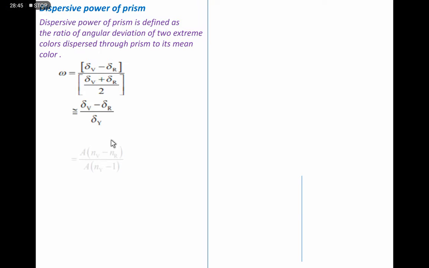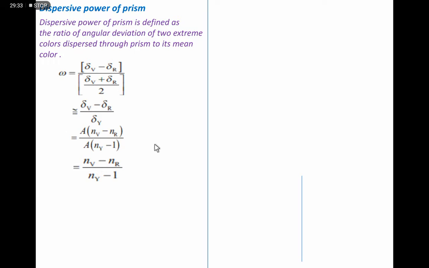If we use this, the angular dispersion between two extreme colors is A into bracket nv minus nr. Just now in the previous lecture, previous article, we found this equation. It is divided by delta y, which is A into bracket ny minus 1 according to the thin prism derivation. So A cancels and omega is equal to nv minus nr, the refractive index of violet color minus the refractive index of red color, divided by the refractive index of yellow color minus 1. So we find the dispersive power of the prism.